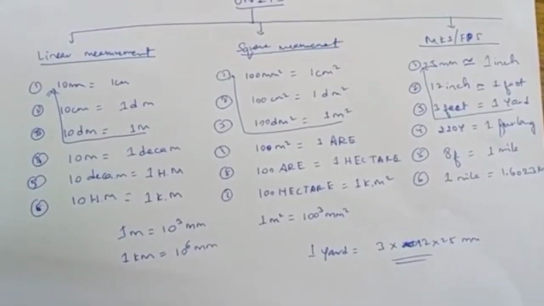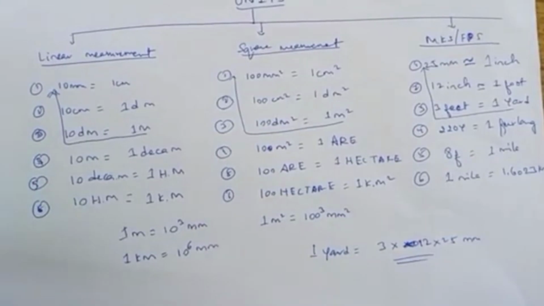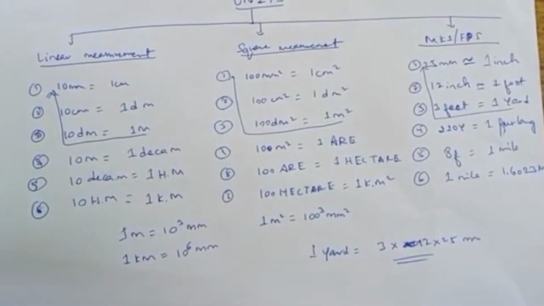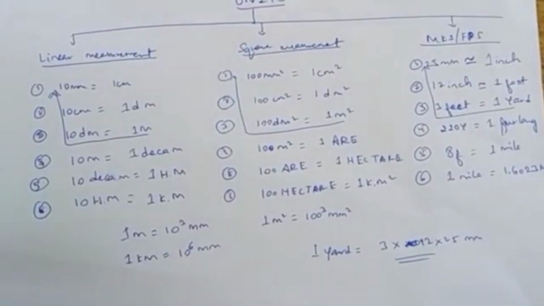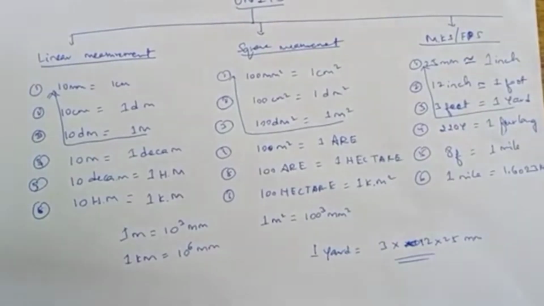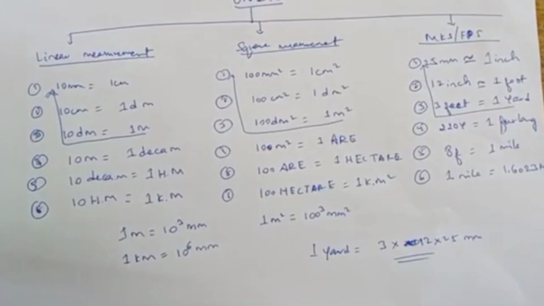Say you want to see the conversion of each of these. 1 meter is equal to how many mm? You just see that 1 meter is equal to 10 to the power of 3 mm here, so we need to go with respect to the 3 rows. In the same way, 1 kilometer is equal to 10 to the power of 6 mm. In the same way you can see with respect to 1 yard here: 1 yard is equal to 3 into 12 into 25 mm.